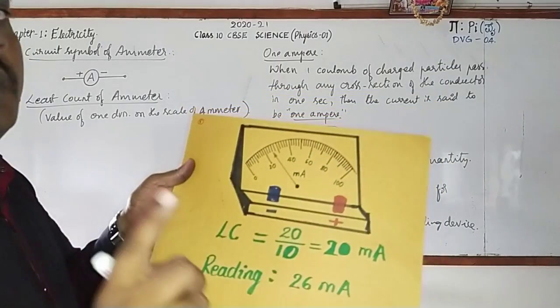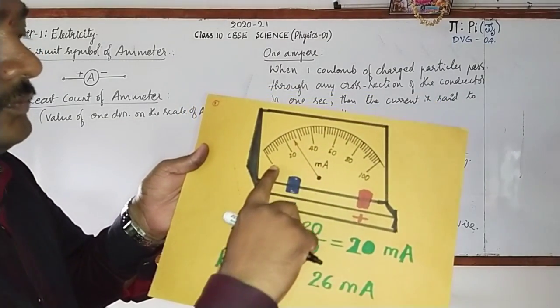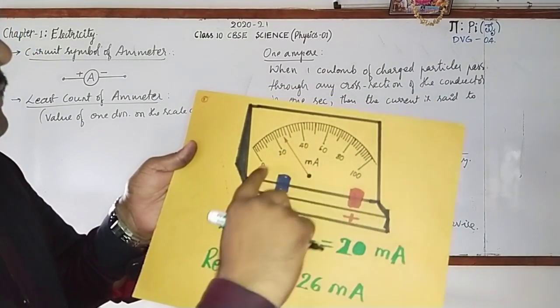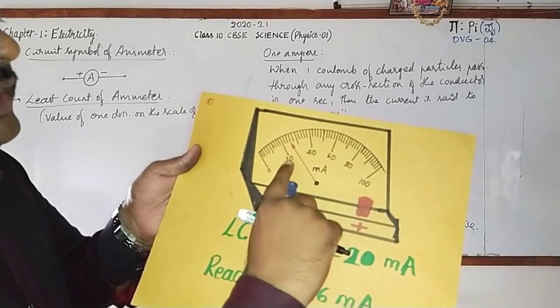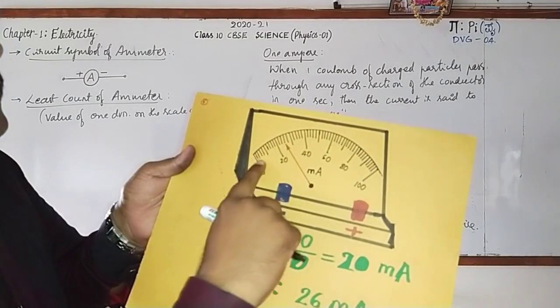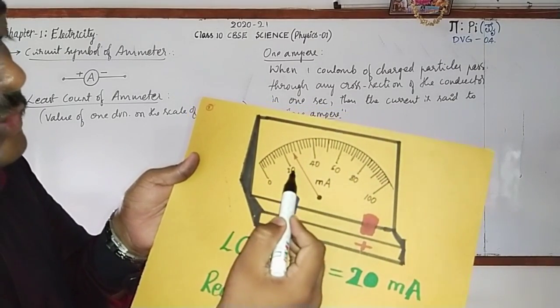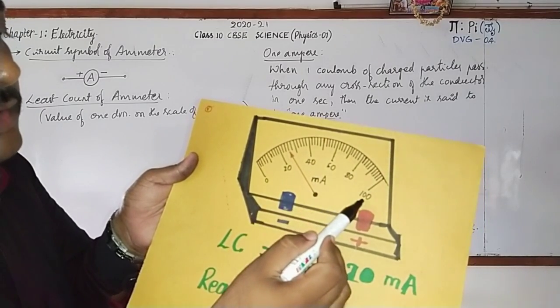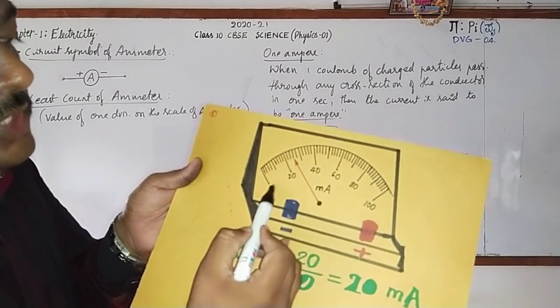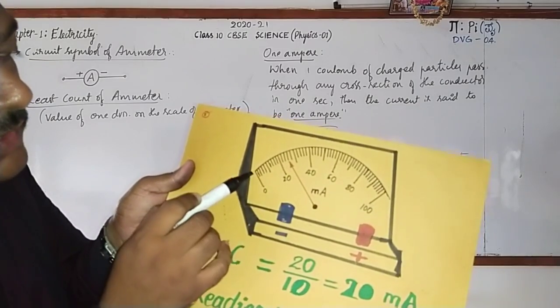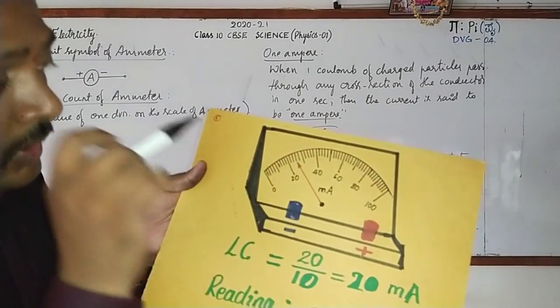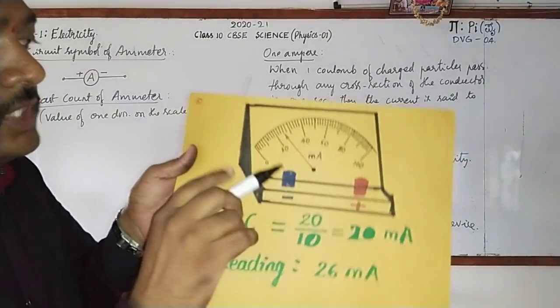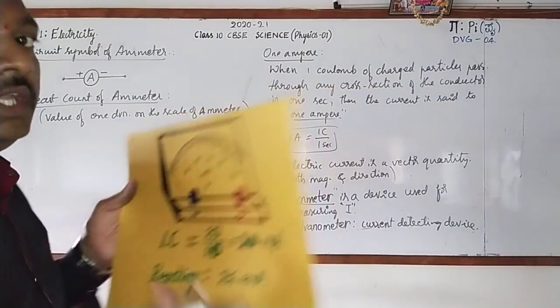Observe here. You can notice that here 20 amps includes how many divisions? From 0 to 20. 0 amp, 20 amp, then 40 amp, 60, 80 and up to 100. Between 0 and 20, how many divisions are there? You can count, there are 10 divisions. So 10 divisions is equal to 20 amps.